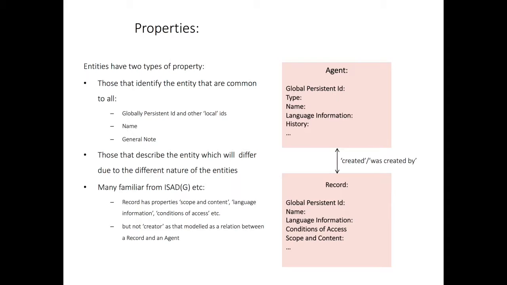And the name by which the entity is known. There's also, as there always seems to have to be, a general note property as well. As the entities are different, though, the other properties defined for each entity are to an extent different as well.